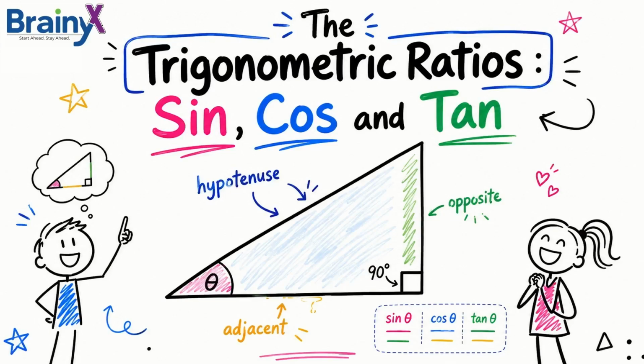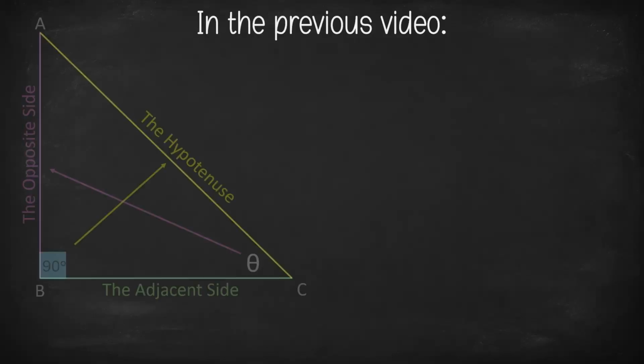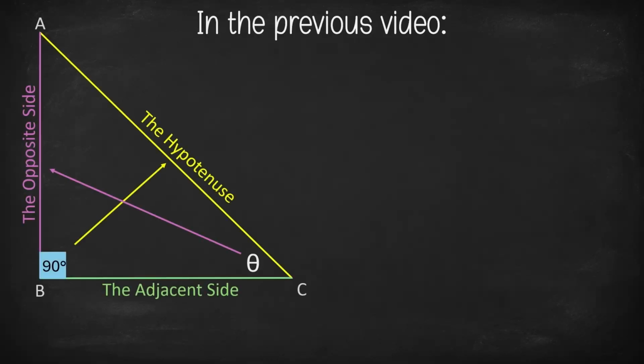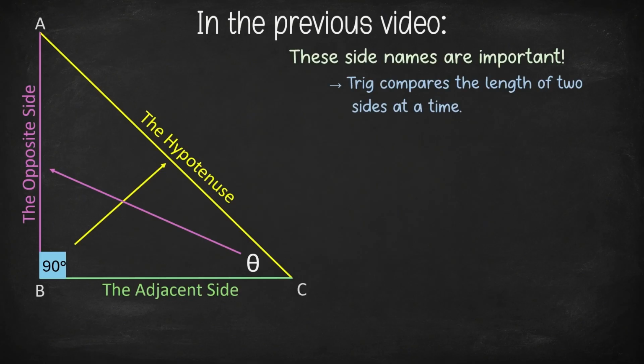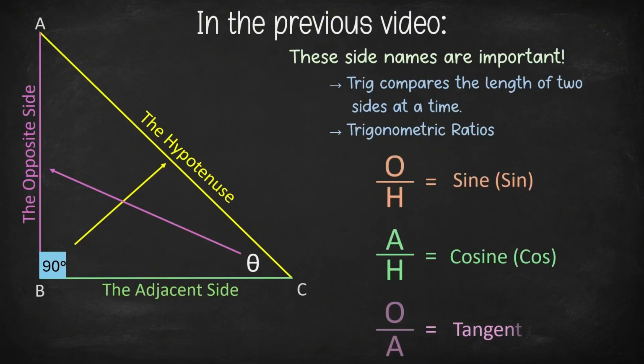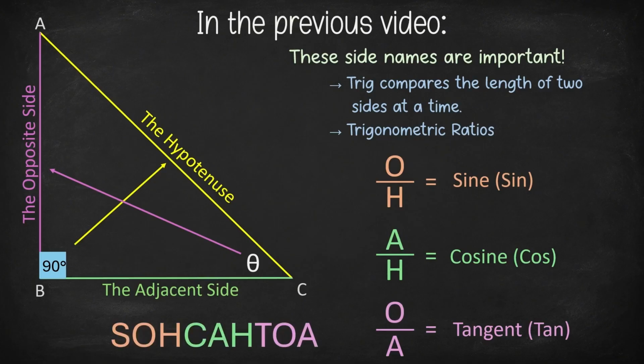In the previous video, we learned how to identify the hypotenuse, the opposite side, and the adjacent side in a right-angled triangle. Now, these sides are important because trigonometry compares the lengths of two sides at a time, and these comparisons are called trigonometric ratios. In this lesson, we will introduce the three main trigonometric ratios: sine, cosine, and tangent. We will also learn how to remember them using SOHCAHTOA.